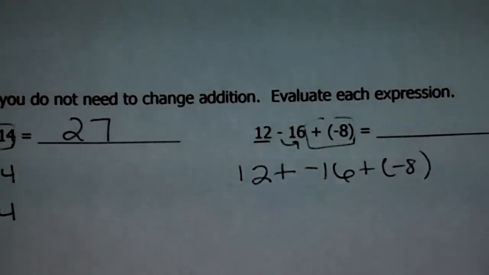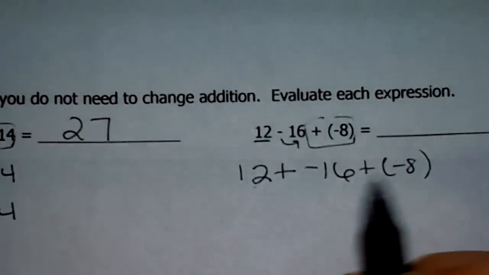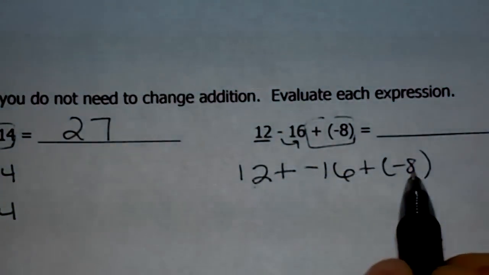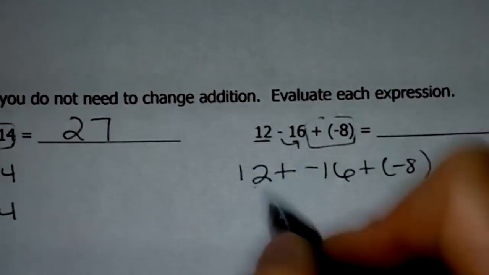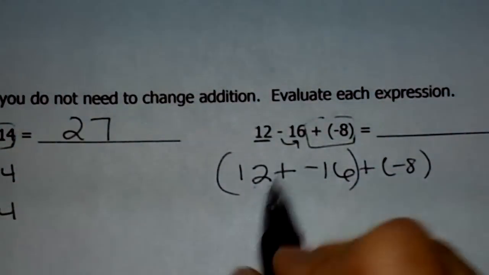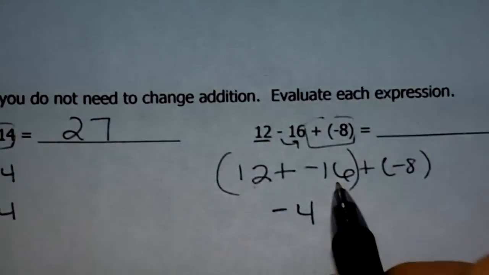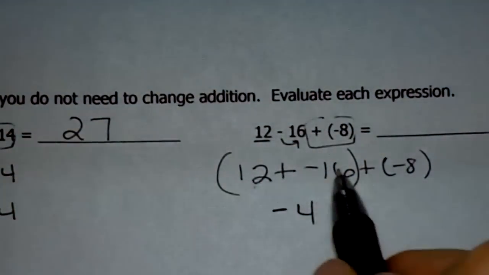In this one, I actually would just do it from left to right. So if you wanted to add the 12 and the negative 8 first, you could. If you wanted to add the negative 16 and the negative 8 first, you could. It doesn't really matter. But I'm going to add 12 plus negative 16. I'm going to subtract the digits and take the sign of the greater. Right? 12 plus negative 16, subtract. So 16 minus 12 is 4.